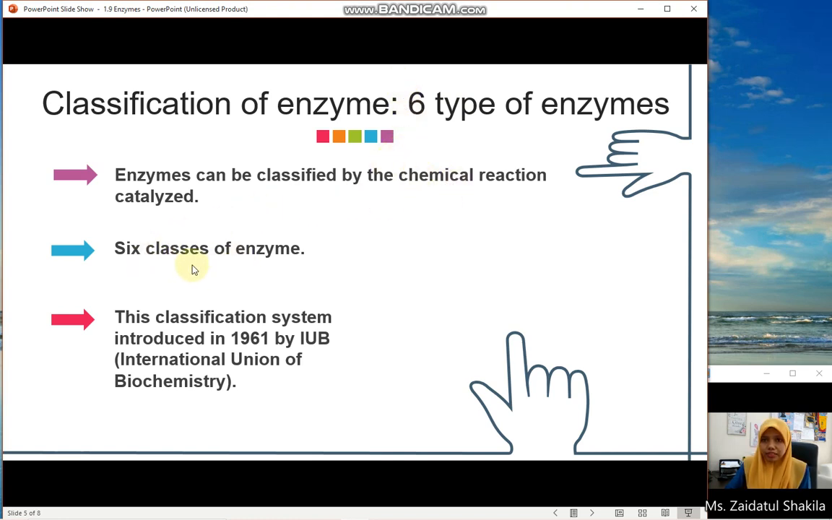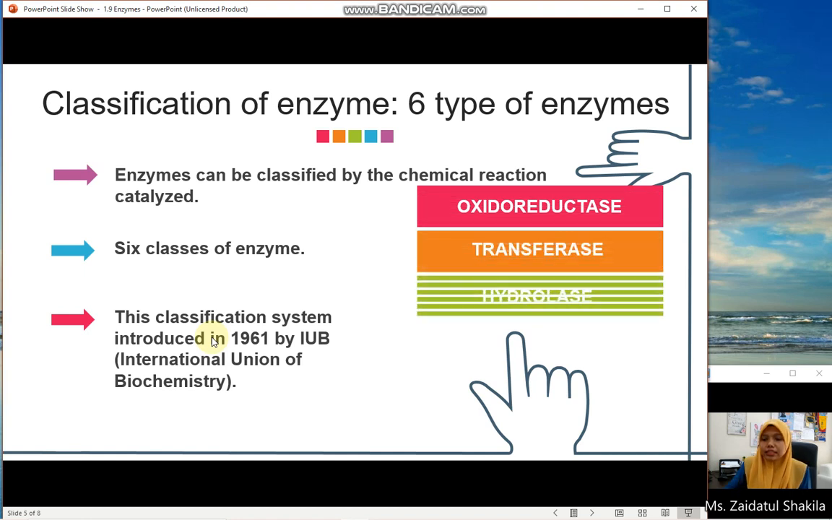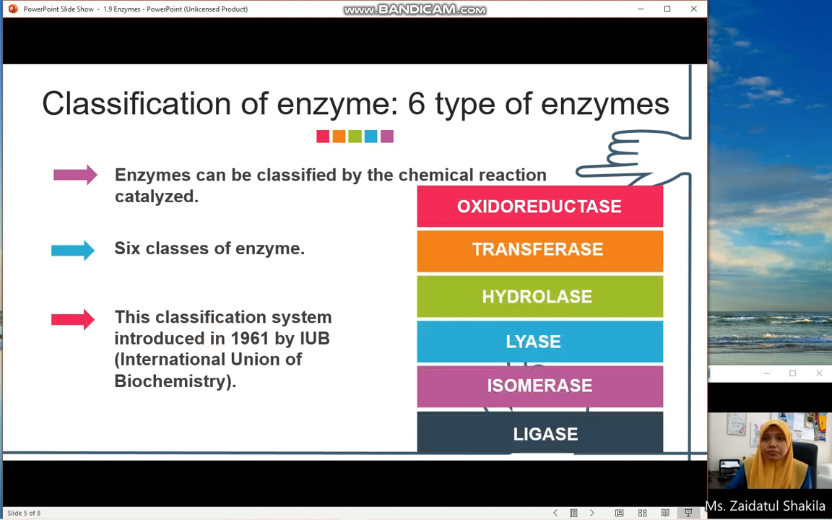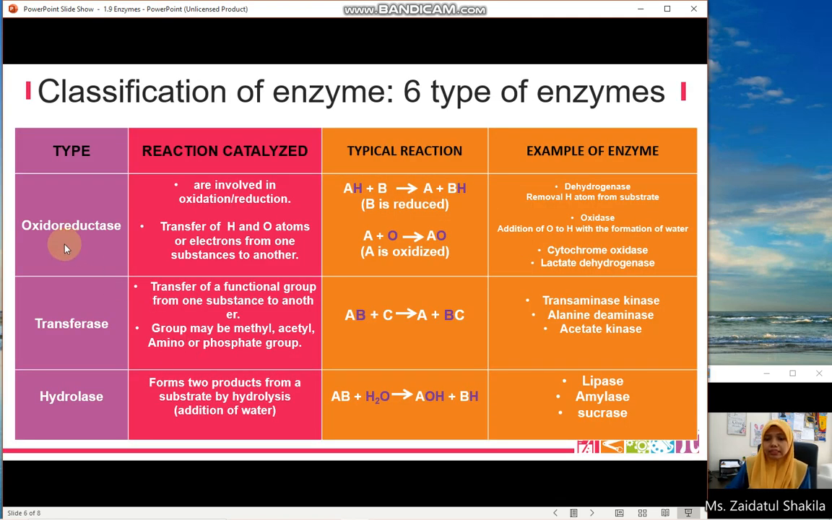There are 6 classes of enzymes, namely oxidoreductase, transferase, hydrolase, lyase, isomerase, and ligase. And this classification system was introduced in 1961 by the International Union of Biochemistry. So what are the classes of enzymes? Number 1 is oxidoreductase. Oxidoreductase is involved in oxidation-reduction processes. What is the meaning of oxidation-reduction? It transfers hydrogen and oxygen atoms or electrons from one substance to another.